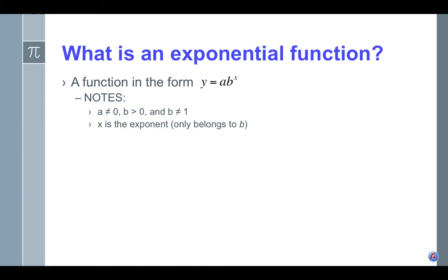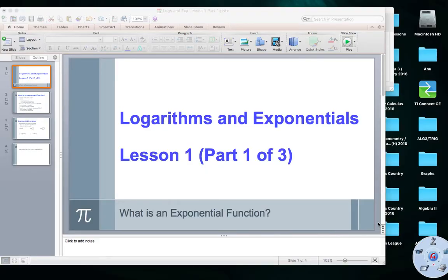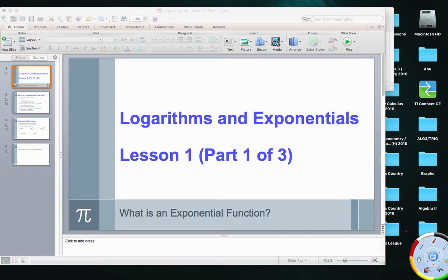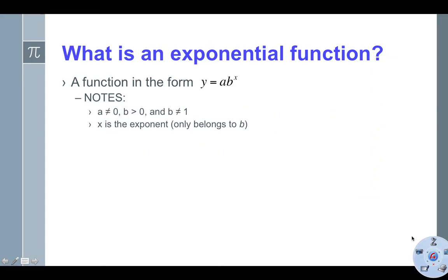The second is one I already mentioned. You notice that x is in the exponent, and it only belongs to the value of b. An example there would be something along the lines of 3 times 2 to the x. That exponent only belongs to the 2 and not to the 3. Need to make note of that, as that is very important, as we noticed with our study of our exponent rules in previous discussion.